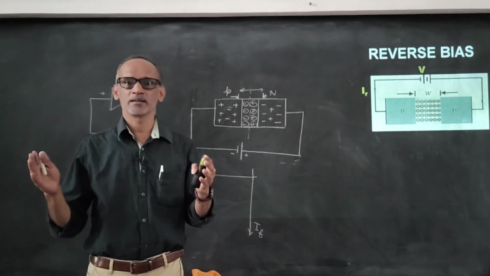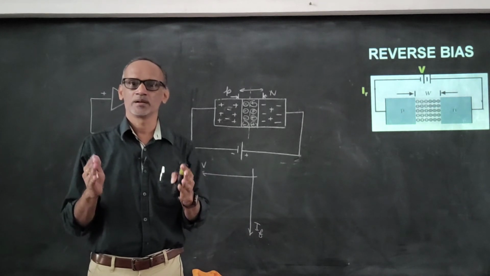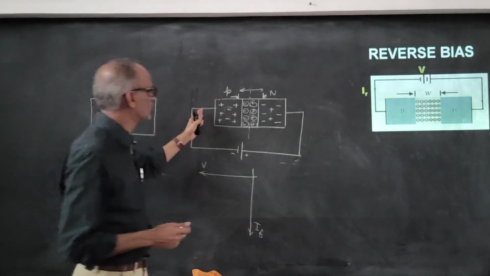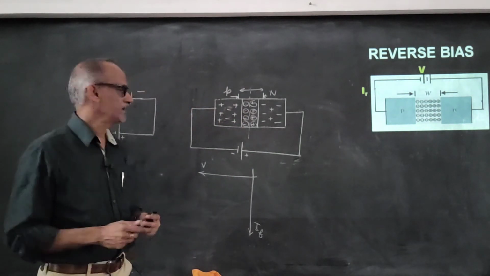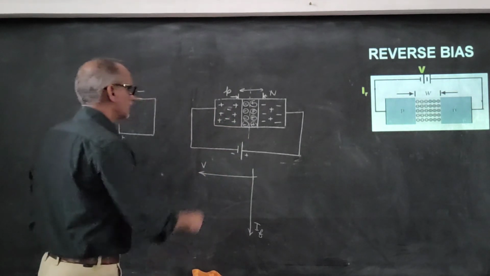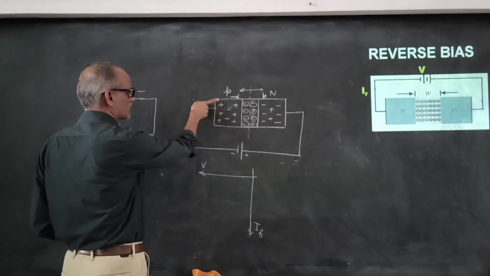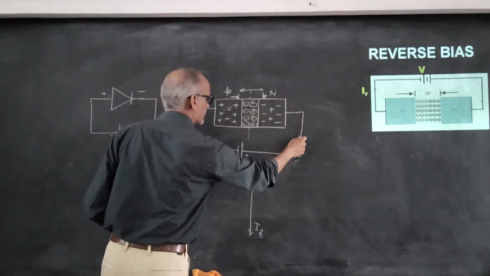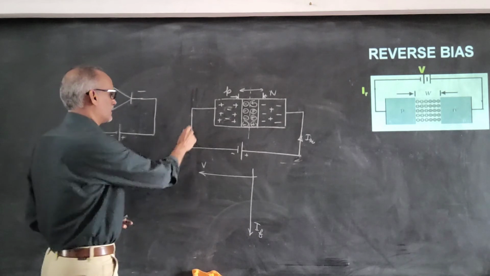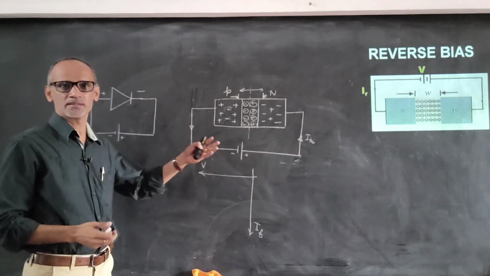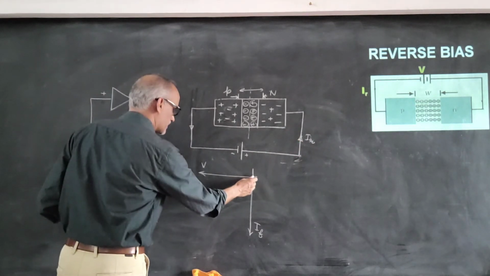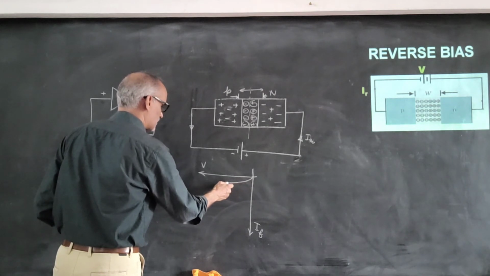In forward bias, the charges moving towards the junction are majority charge carriers, whereas here the charges moving toward the junction are minority charge carriers. The electrons move towards the junction like this, and that results in a current which is called the reverse bias current. The value of this reverse bias current is very small, because it is due to the minority charge carriers. So that's why we get a very small current through the circuit.